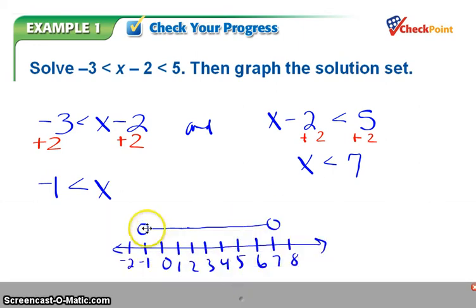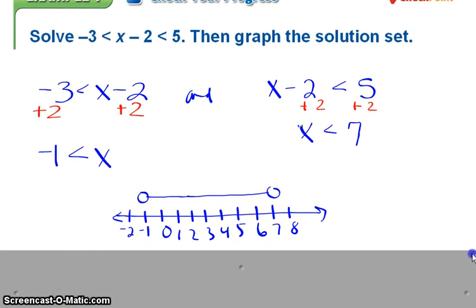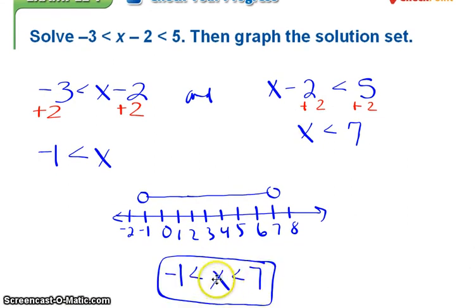So here's what your graph is going to look like. We have open circles because x doesn't equal 7 or negative 1. But it has to be greater than negative 1, and it also has to be less than 7. So here's your solution set on your number line. And if you're going to rewrite that as a compound inequality, this is how you would write it: x is greater than negative 1 and less than 7. And here would be your solution set.